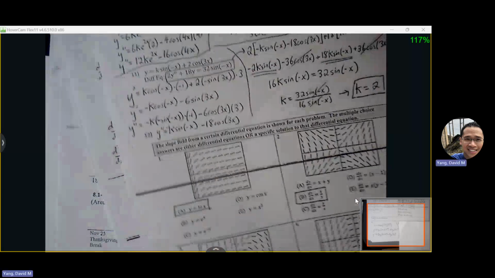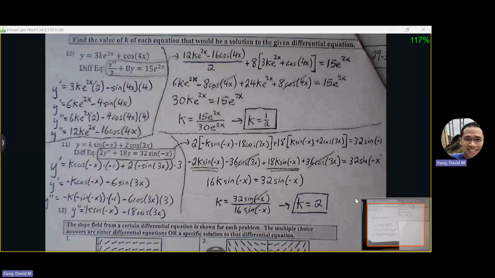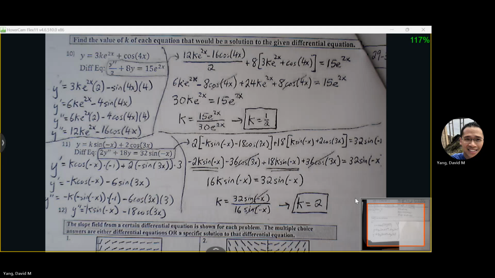Page 4. These differential equation problems. If you can find y prime and y double prime, then you're just inserting whatever you found into your differential equation, and that will help you solve for k. So just treat k like you would a number like a 3 or 5 or 6. All right, any ones you need me to go over on pages 1 through 4? All right, let's go to page 5.